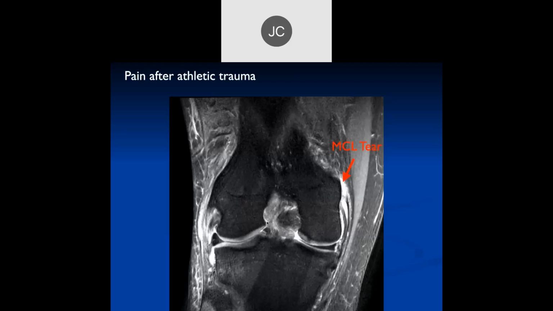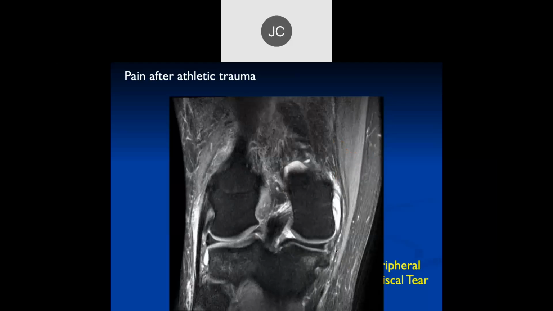posteriorly. You can see that there's an MCL tear. We're a little bit too anterior to see the lateral collateral ligament, but I'd be certainly concerned that there could be a problem with that as well. We can see that there's a peripheral tear of the body of the medial meniscus, which we can follow all the way back here.